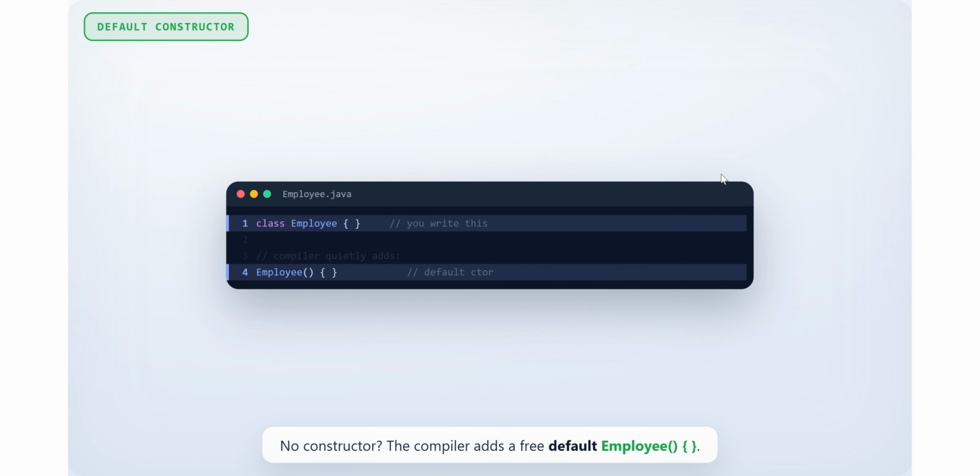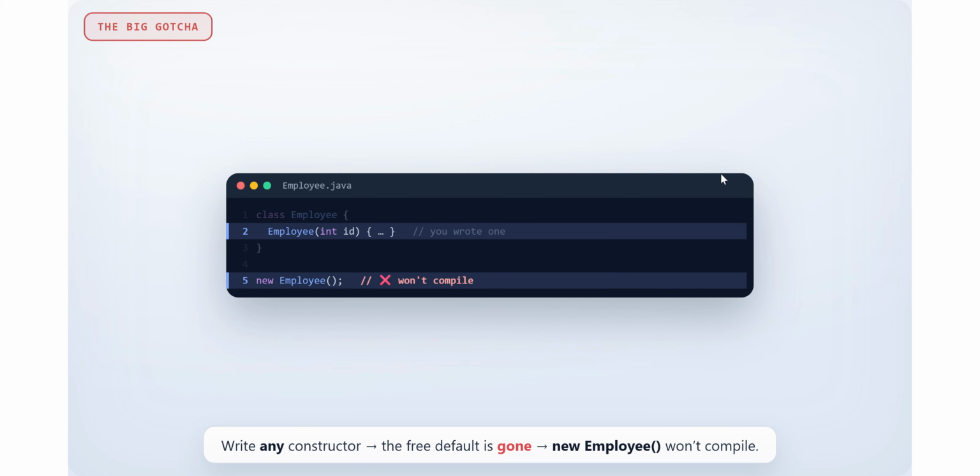What if you write no constructor at all? The compiler quietly adds one for you, an empty, no-argument default constructor. So new Employee() still works. But here's the trap most beginners hit. The moment you write your own constructor, even a parameterized one, that free default is gone. Now new Employee() with no arguments will not compile unless you add the no-arg constructor back yourself. This is a classic interview question.